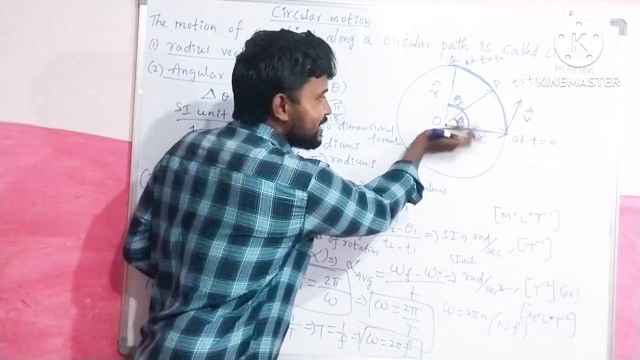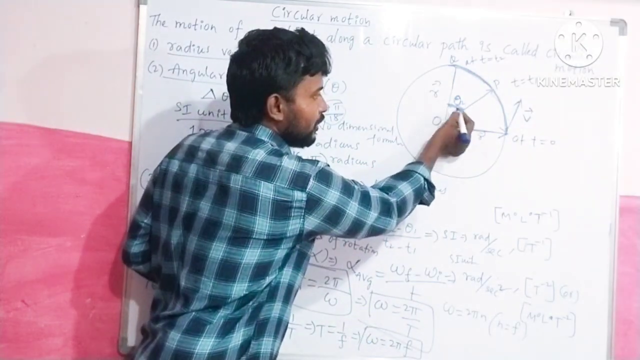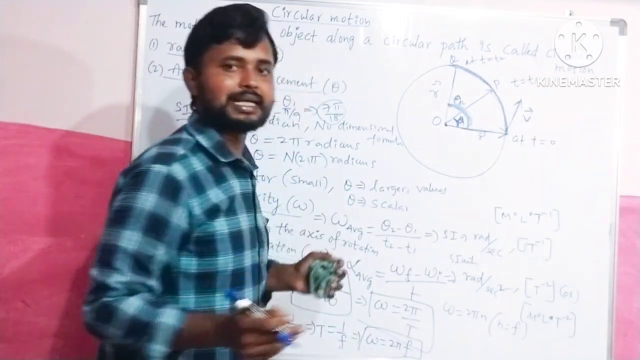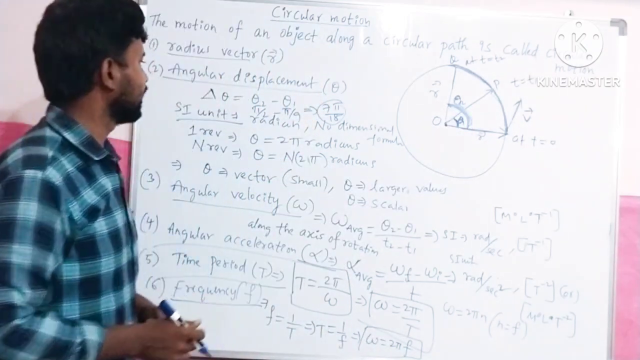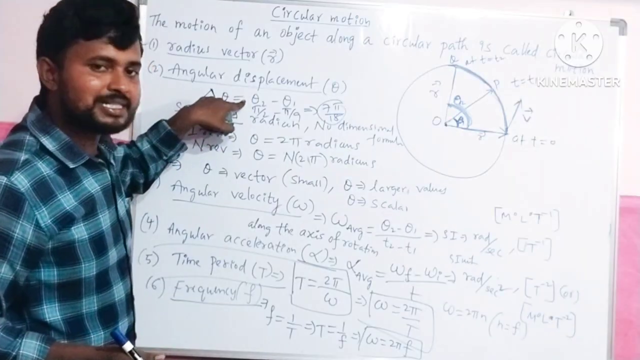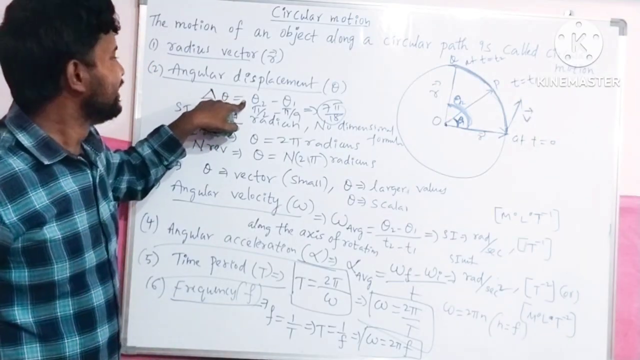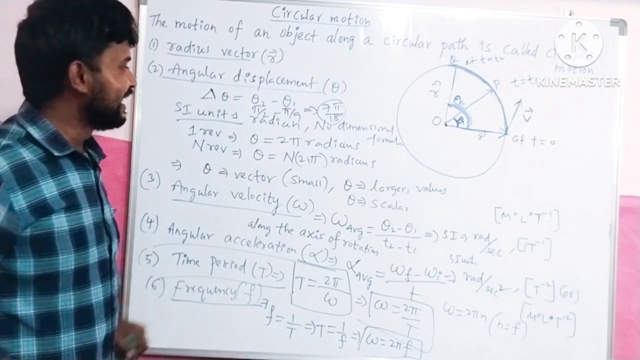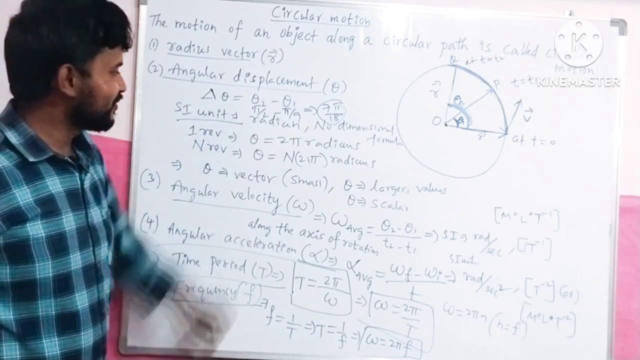ఓకేనా. సెంటర్ తో ఇక్కడ మనం యాంగిల్ ఎంత చేస్తుందో ఈ యాంగిల్ ని మనం యాంగులర్ డిస్ప్లేస్మెంట్ అంటారు. Okay. The change in angular position is called angular displacement. Delta θ equal to θ2 minus θ1. SI unit is the radian, no dimension.